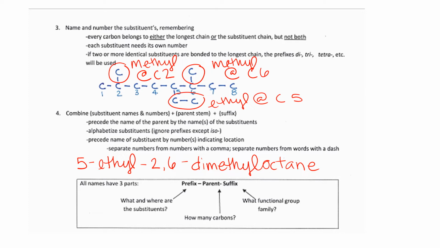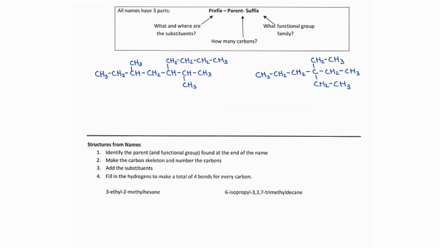Now when you're writing the numbers and letters, whenever you have a number and a letter coming up, you use a dash. You don't use dashes between letters ever. So dimethyloctane is all one word. And if you have numbers like 2 and 6, you separate those with commas. So let's try a couple more of these.